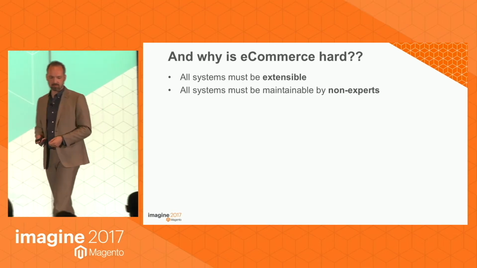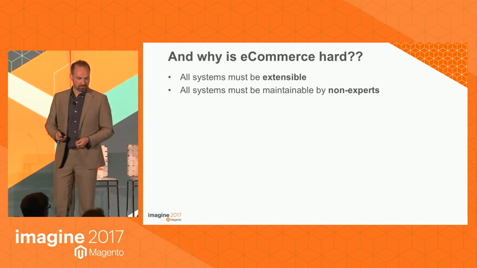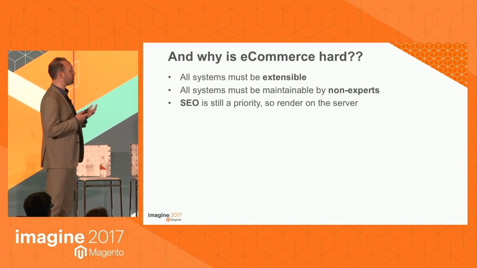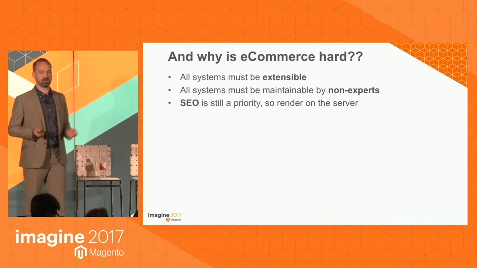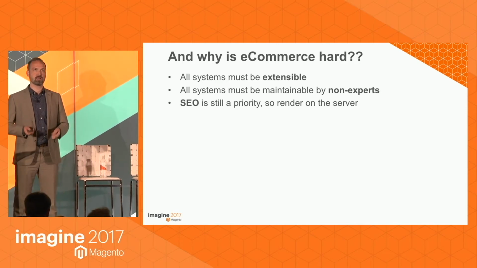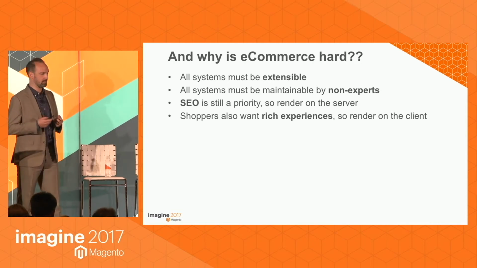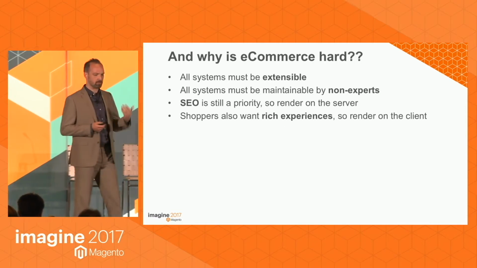Every system must be maintainable by the non-experts who will ultimately be administering what you've made. And SEO is still a priority. In a lot of systems, we don't care about that anymore. So you've got to render on the server. But at the same time, your customers and your shoppers want to have an experience that's just like Facebook and any other app that has that rich experience. And so you also have to re-render on the client.